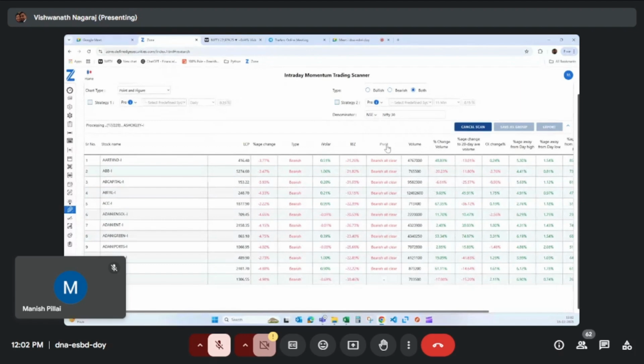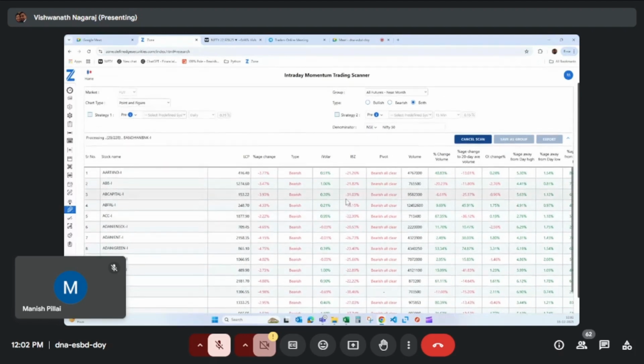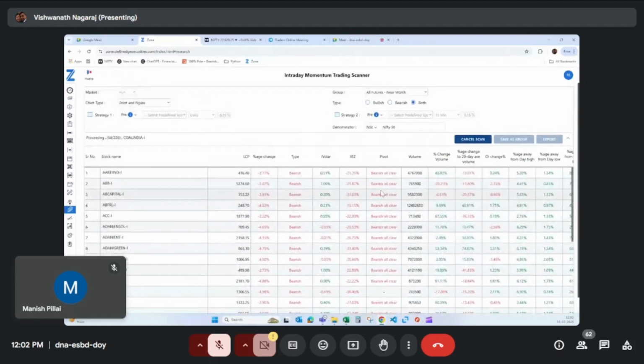Can you see this pivot? Bearish all clear means that it is below S and C, below S basically. Somewhere you will see bullish as well. Bullish means it is above R. It is in free zone. Basically, bearish free zone, bullish free zone.